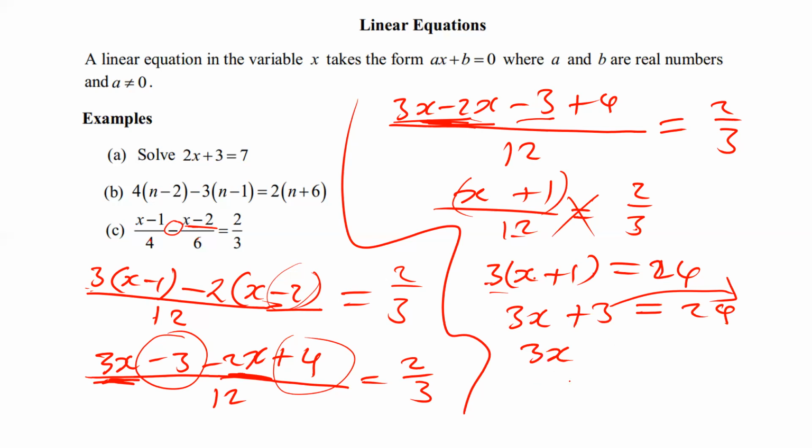Okay, so you can take the 3 to the other side of the equal sign so that you have 24 minus 3. So 3x becomes 18. Oh, sorry, 21.